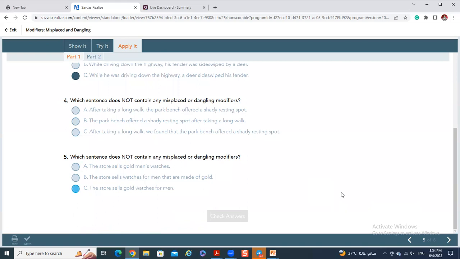Okay, Engineer Taha. After taking a long walk, the park bench offered a shady resting spot. After taking a long walk, we found that the park bench offered a shady resting spot. See. Okay, Adam, the last one. The store sells gold men's watches. The store sells gold watches for men. The problem is in gold. Gold must modify what? Watches. So which one? C.